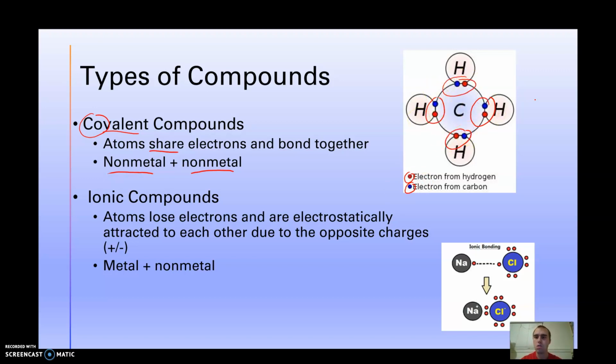This molecule would be CH4 because we have 1 carbon and 4 hydrogens. And it is a covalent compound because they are sharing their electrons.